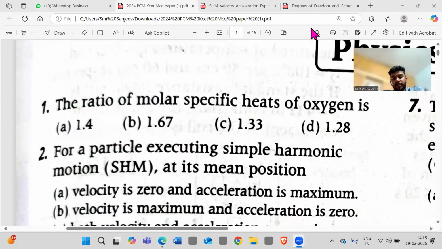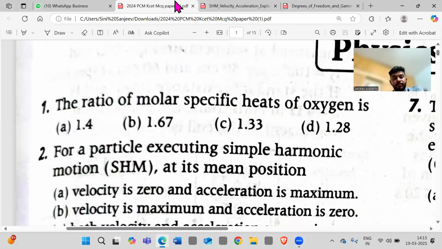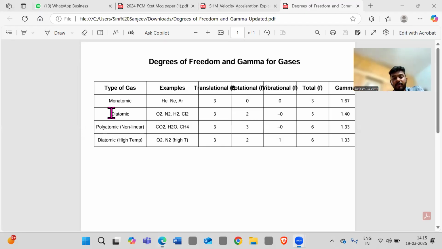Difficult. Okay. If even one difficulty is there, I'll do it. Then fine. See guys, this is mainly about degrees of freedom. This I'll be sharing with you also. And this question is about what? Specific heat of oxygen. We can see here there is a table for monoatomic, diatomic, polyatomic and all. For diatomic like oxygen, degrees of freedom is 5, that is 3 plus 2, total 5. And then the gamma value is 1.4, for oxygen, nitrogen, hydrogen, chlorine.